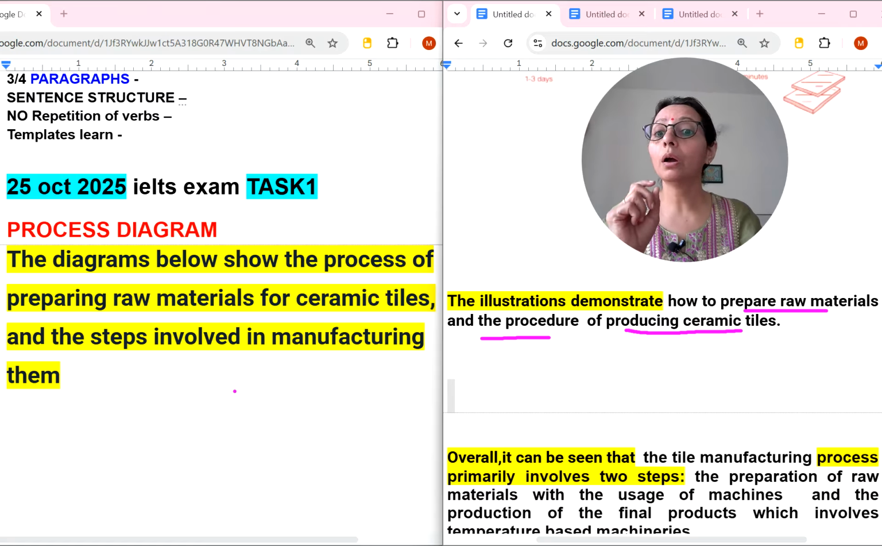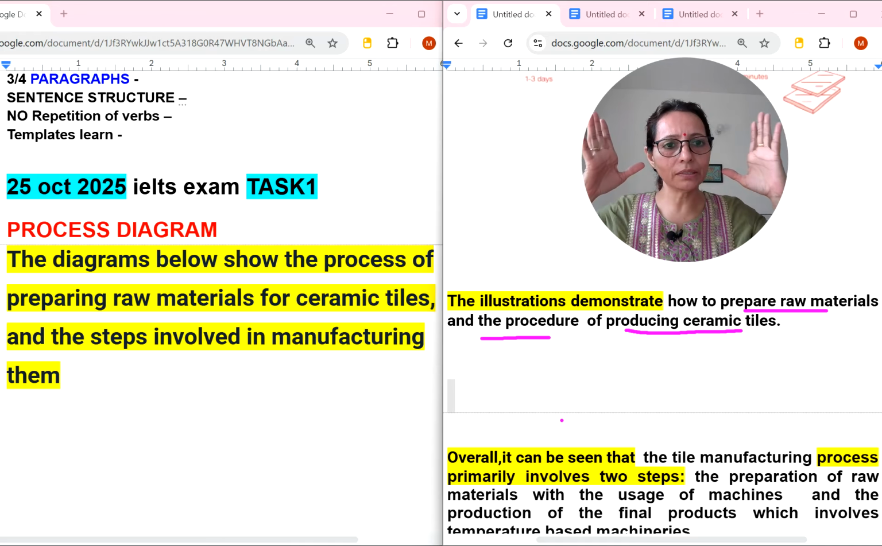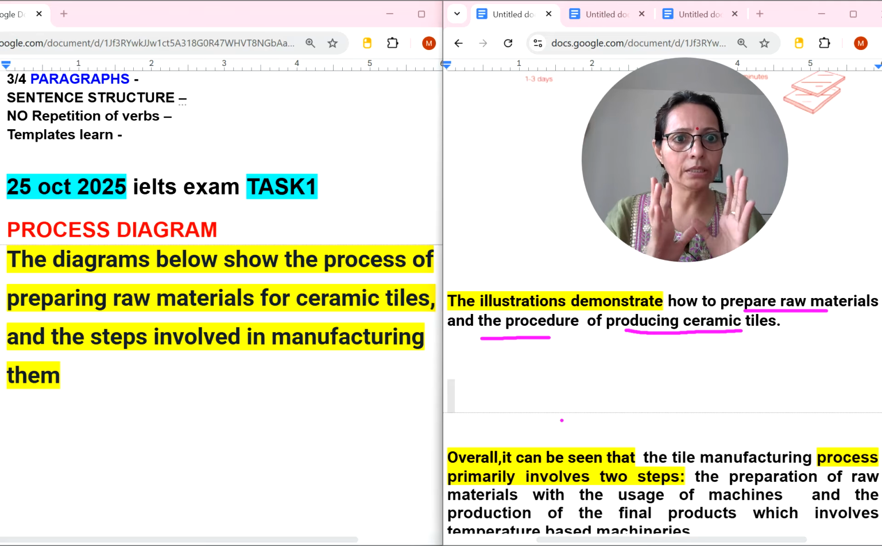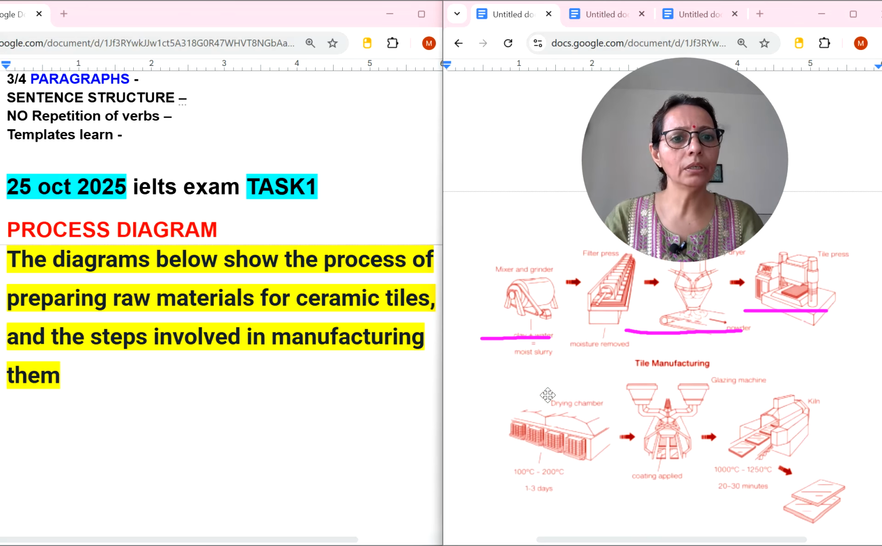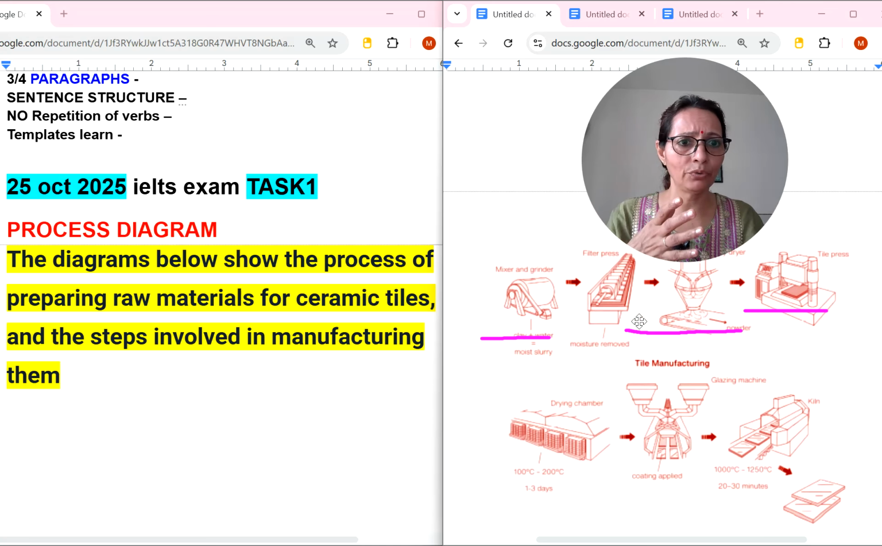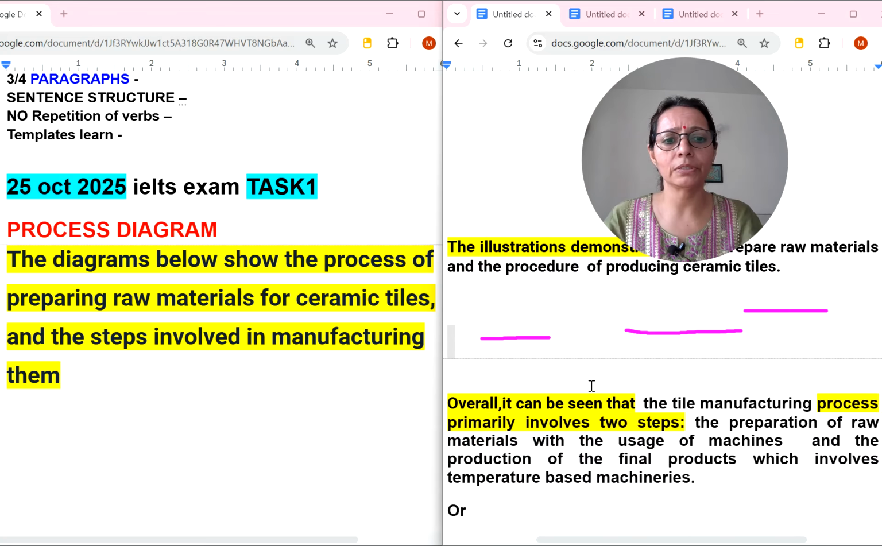Now coming to the overall paragraph. What is the overall paragraph? Indirectly, you can say it's a conclusion of writing task 1. Whatever you can see with your eyes about this diagram, we have already discussed that there are primarily 7 steps involved in manufacturing this tile. So how can we write it? See this.